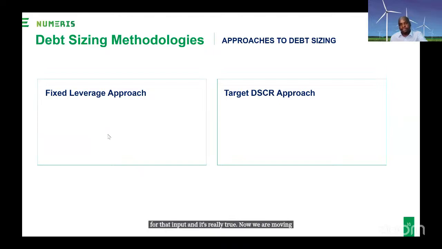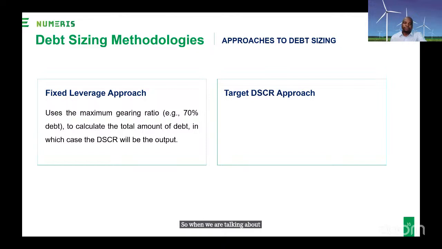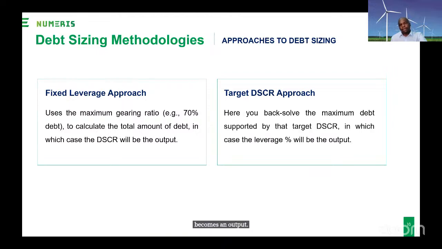Now we are moving to the approaches to debt sizing. As indicated earlier on, we size our debt based on the fixed leverage approach and the debt service coverage ratio approach. The fixed leverage approach uses the maximum gearing ratio, e.g. 70%, to calculate the total amount of debt, in which case the debt service coverage ratio becomes an output. When we are using the target debt service coverage ratio approach, we are back solving the maximum debt supported by the target DSCR. In this case, your leverage becomes an output.